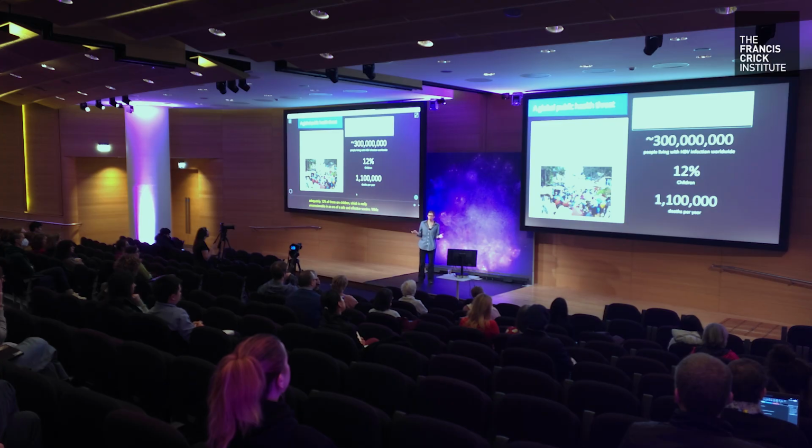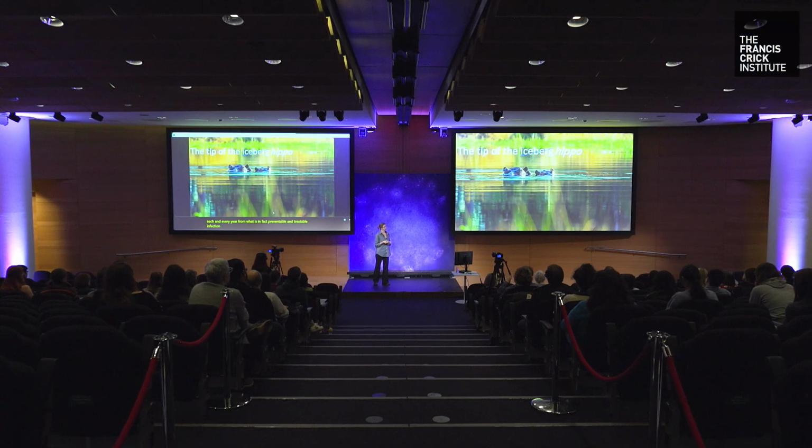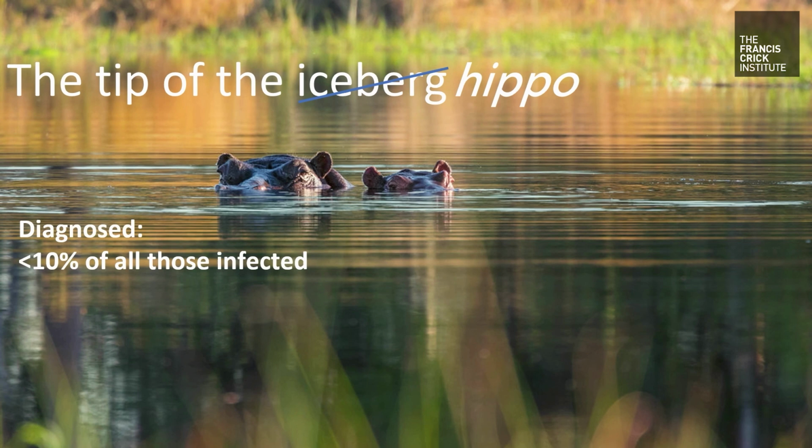While I'm giving this talk, we can expect that 100 people worldwide will have died from their hepatitis B infection, and that's what leads us to over 1 million deaths each and every year from what is, in fact, a preventable and treatable infection. And the reason for this is partly that we're dealing with not the tip of the iceberg, but the tip of the hippo.